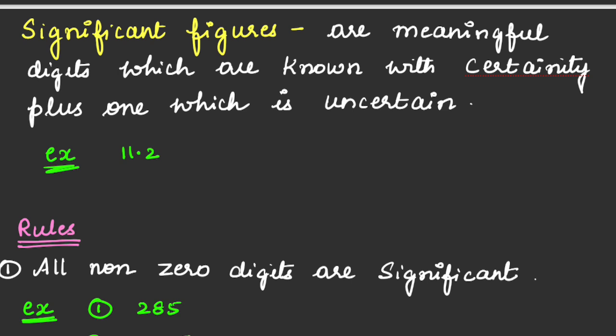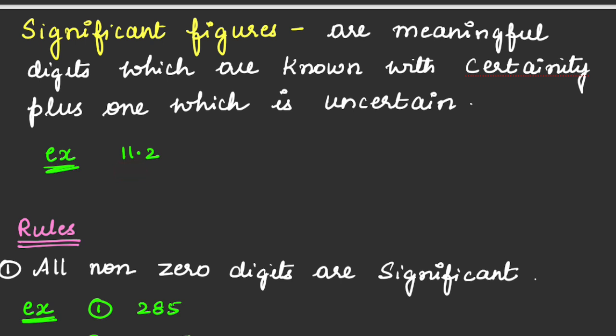Let us take this example 11.2. The meaning of this is 11 is an accurate number if you are measuring something. After measuring, if you are writing the value as 11.2, the meaning is 11 is a very accurate digit, whereas 2 is not accurate, or we say it is uncertain. It can be plus or minus. This can differ, this can change, whereas this will not change. Such numbers are called significant figures.